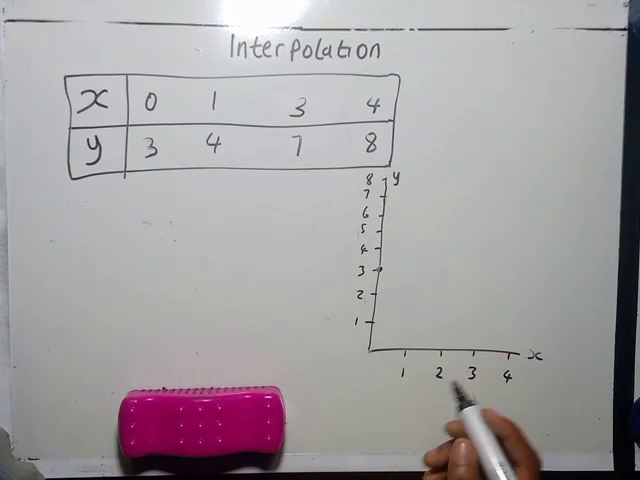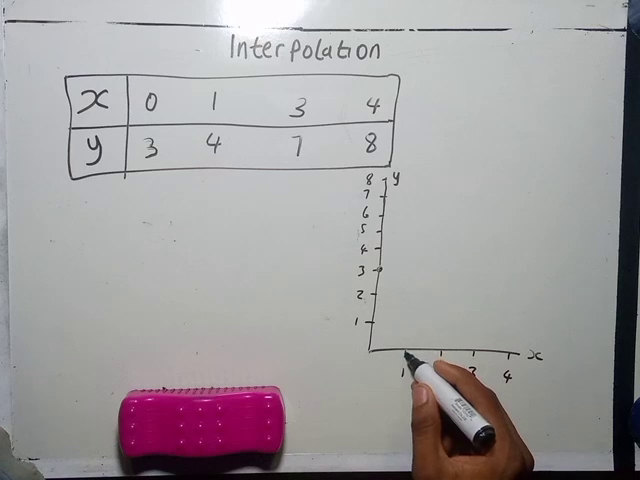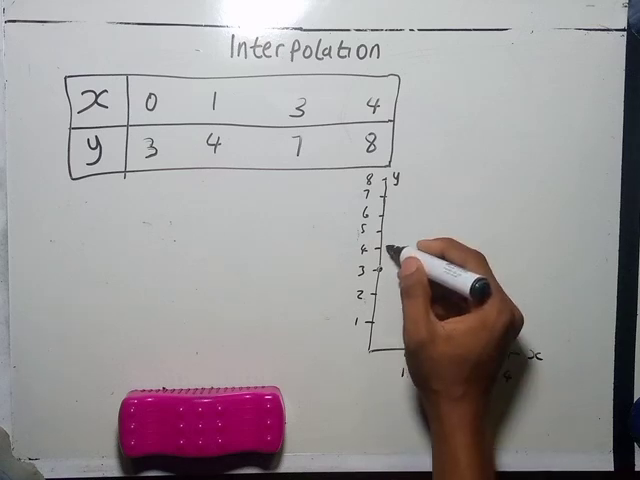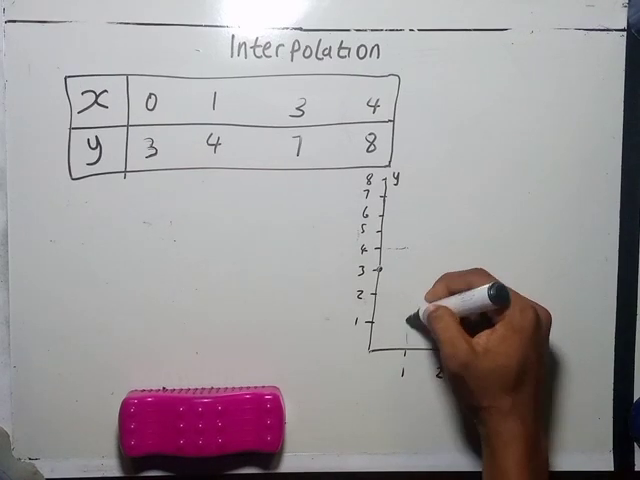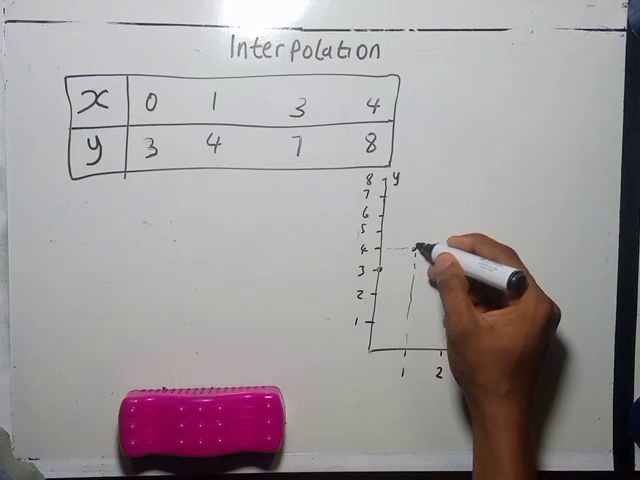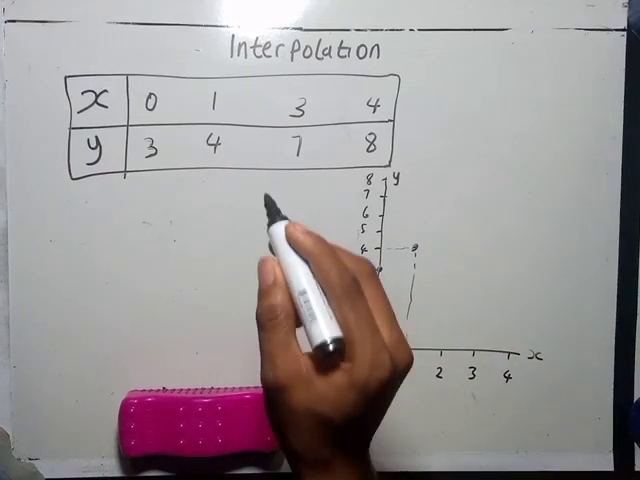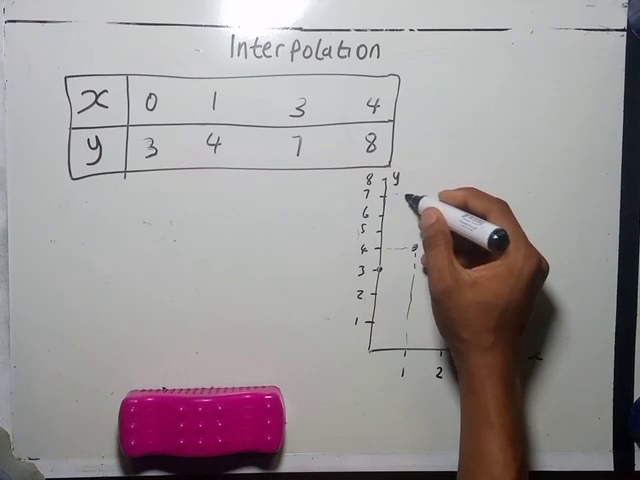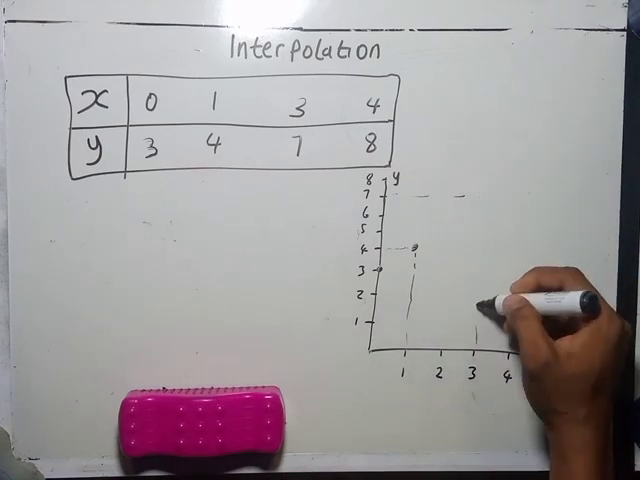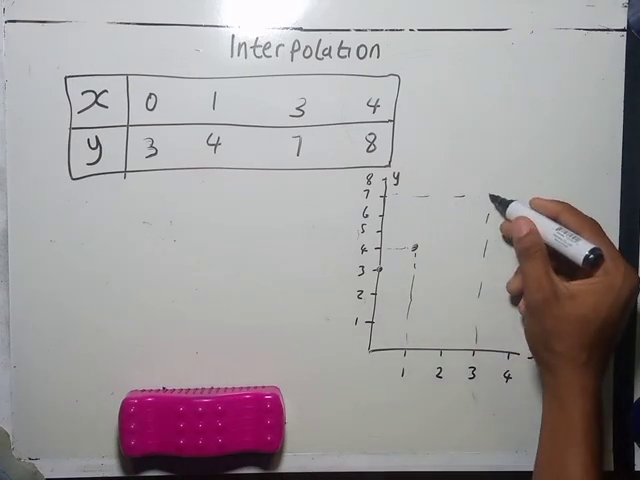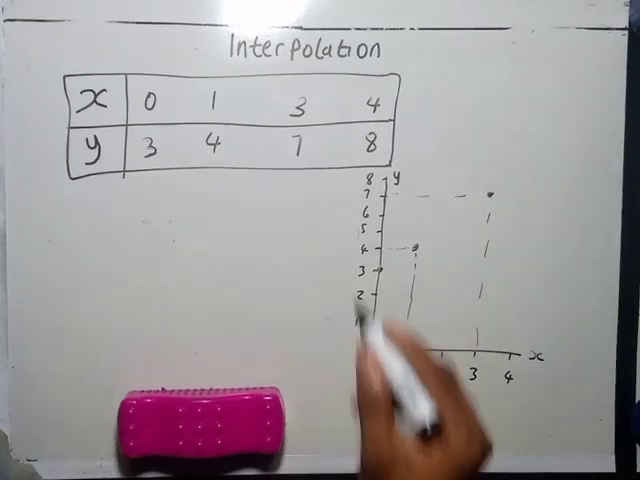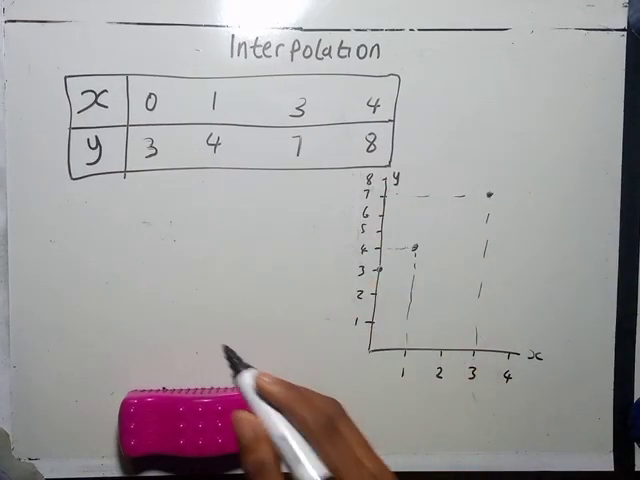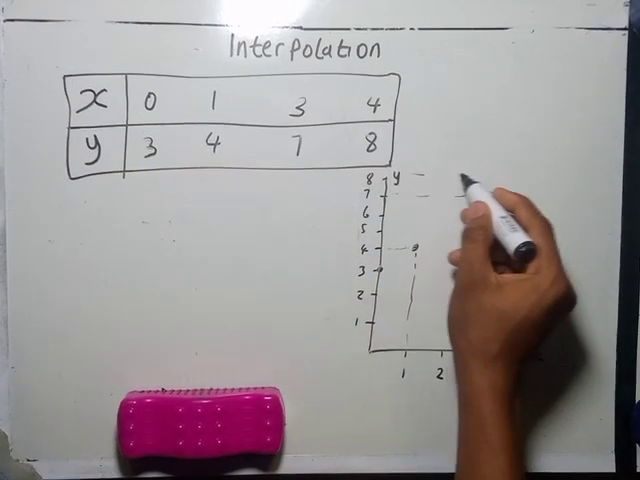Where x is 1, y is what? 4. So if we trace this, this is another point. Where x is 3, y is what? 7. This is another point. Where x is 4, y is what? 8.